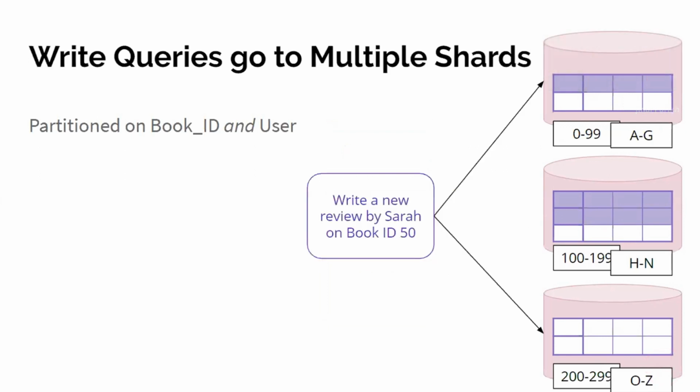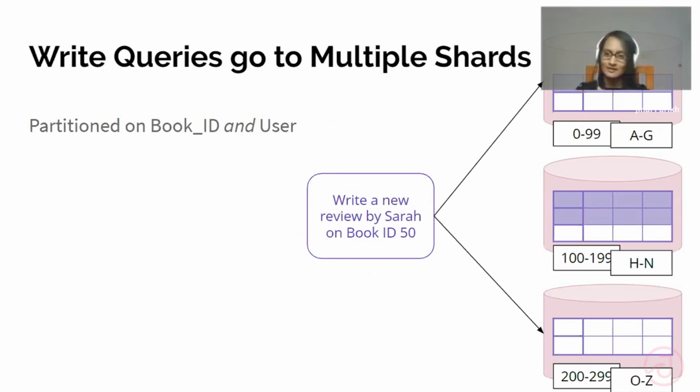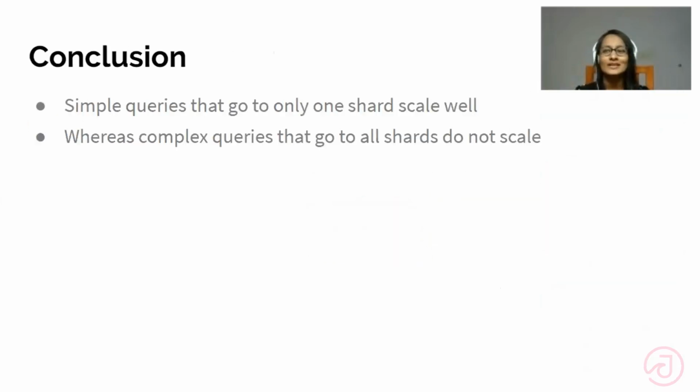But now your write queries go to multiple shards and they have become complicated. In the example here, if you have a write query which says write a new review by Sarah on book ID 50, then since you have Sarah, it has to go to the third shard and make a write there. Similarly, it also affects book ID 50, and since you're storing table copies, you have to go to another shard as well. So we conclude that simple queries that go to only one shard scale well, whereas complex queries that go to all shards do not scale.